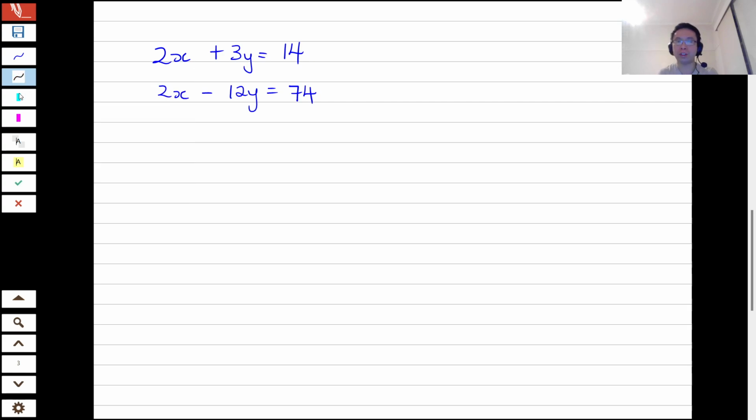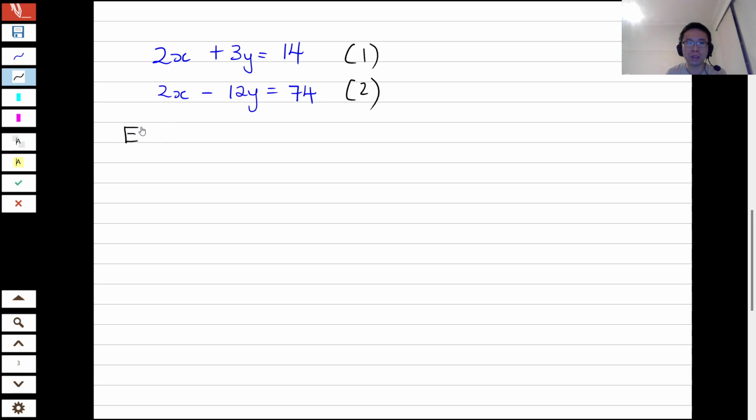So I've got two equations, 2x plus 3y equals 14, and 2x minus 12y equals 74. I'll call these equation 1 and equation 2. And what you should see is that the two x's are the same in both equations. So I can actually see that to get from 3y to negative 12y, I have changed by negative 15y. And so I want to get rid of the x, because it's not really telling me anything significant here yet.